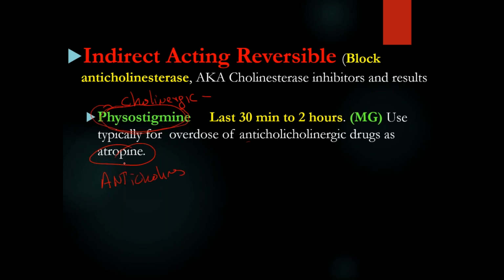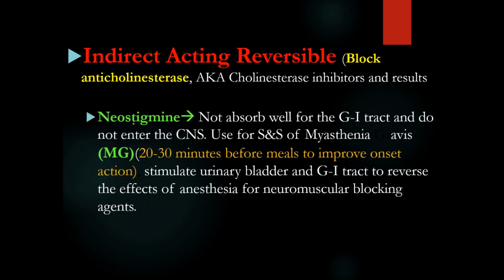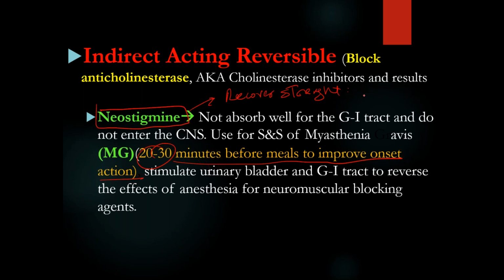So when you have too much atropine effect, anticholinergic, you need to give the antidote that is physostigmine. If the physostigmine is too high, you're going to use as antidote the atropine. All right. So here we have the neostigmine, and that is what I want to focus on. The neostigmine needs to be given 20 to 30 minutes before meals. Why is that? Because the patient is going to recover some strength, and that is going to help him to eat by himself, right? So that is the neostigmine.